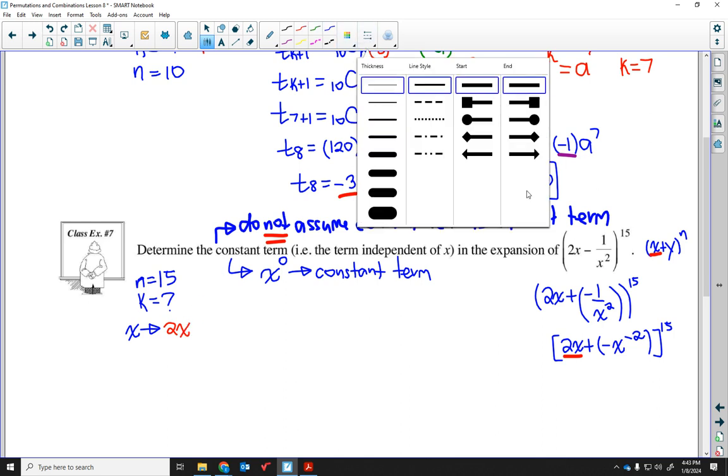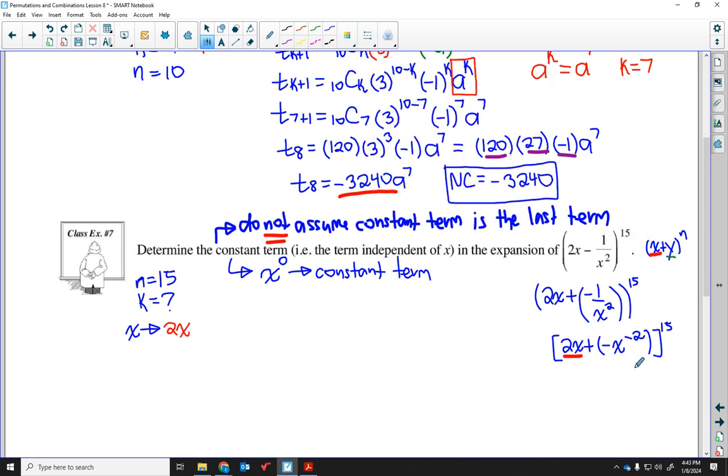And then here, it's not y, it's negative x to the power of negative 2. So it's kind of a nasty second term that you have in the binomial. It will make it a little bit of a pain to properly simplify, but we'll deal with that in just a moment. Okay, so y is becoming negative x all to the power of negative 2.